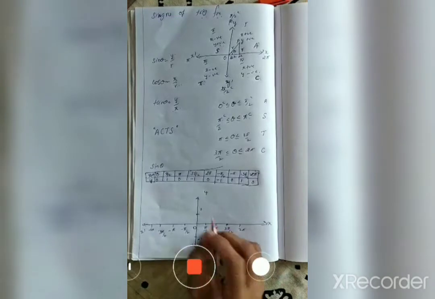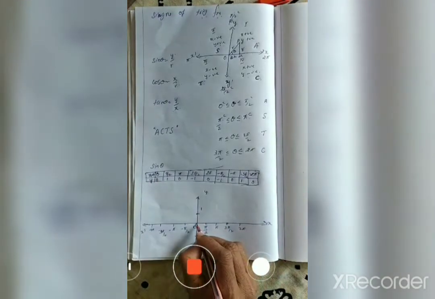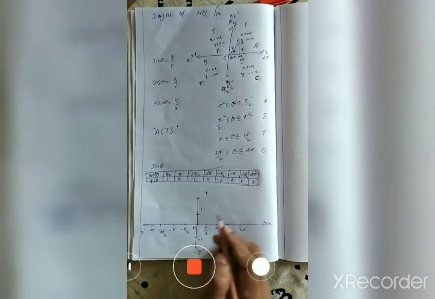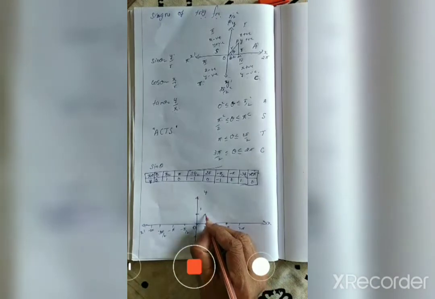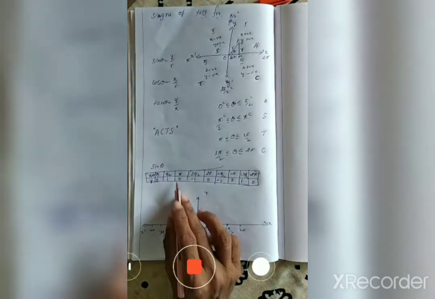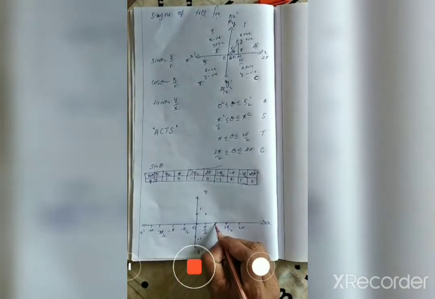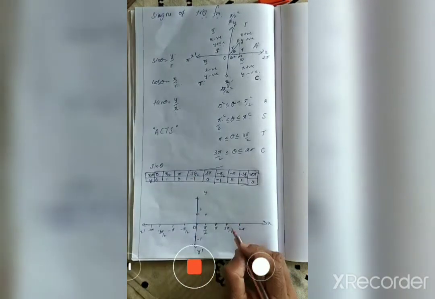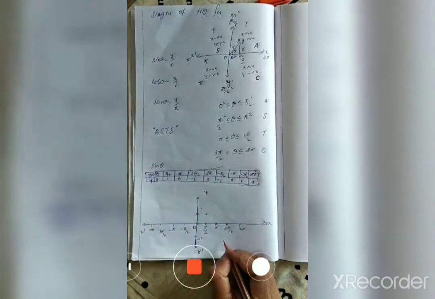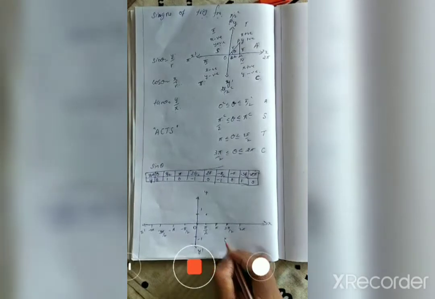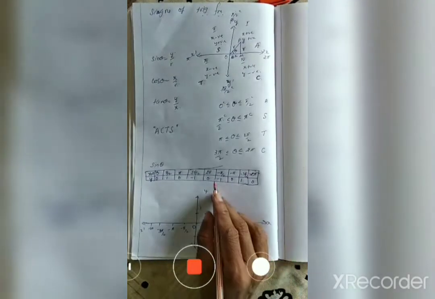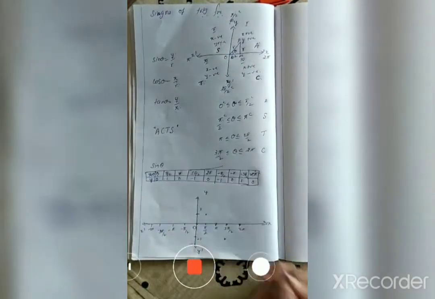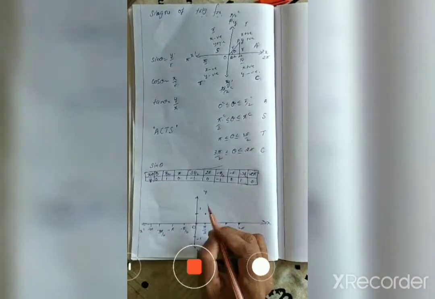Let's mark the points. Sine 0 is 0. Sine 90, sine pi by 2 is 1. Sine pi is 0. Sine 3 pi by 2 is minus 1. Sine 2 pi is 0. Next, negative side.